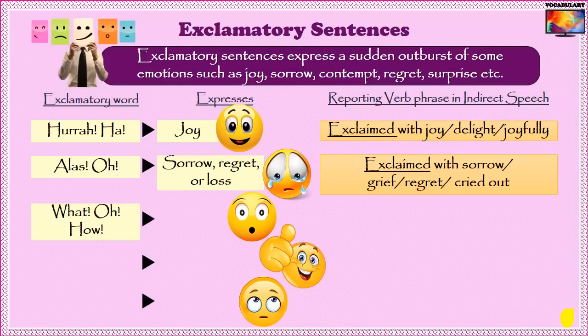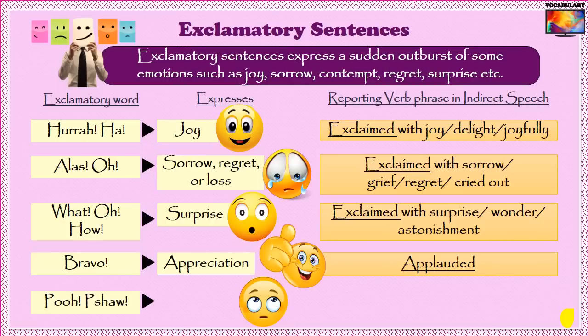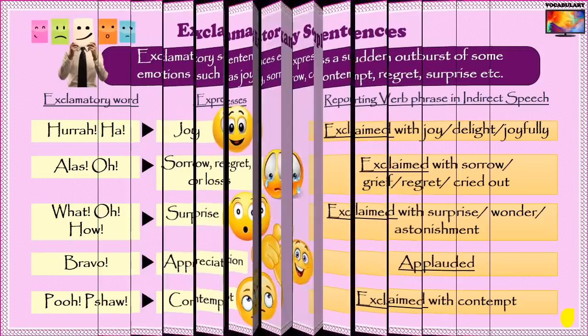The interjections what, oh, how, which reflect surprise, would be expressed as exclaimed with surprise, wonder, astonishment. The interjection bravo, which reflects appreciation, would become applauded. The interjection pooh, which reflects contempt, would be expressed as exclaimed with contempt, and so on. Needless to say, the exclamation mark is also removed.